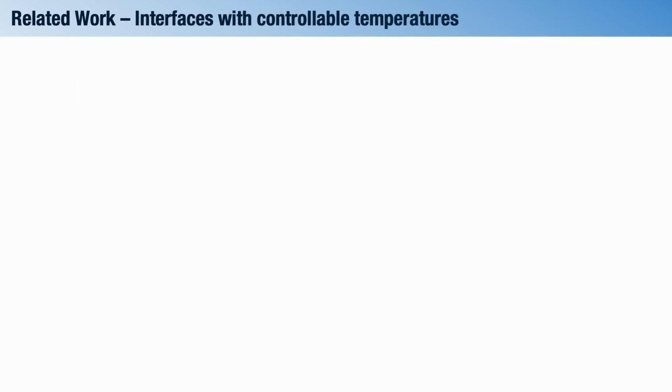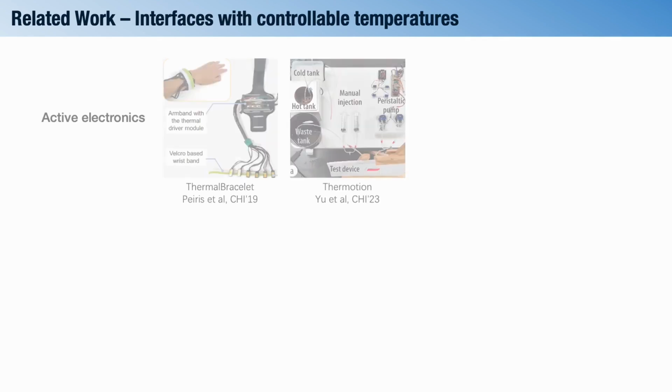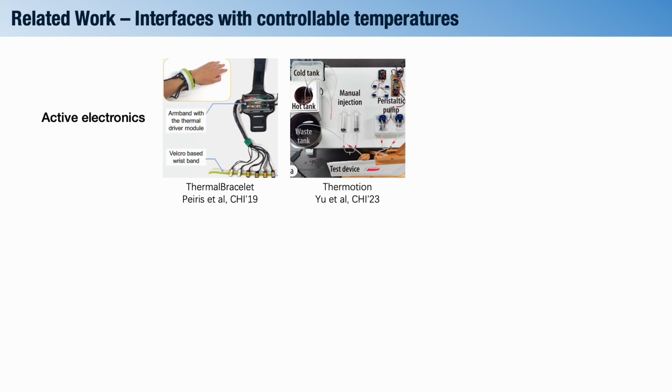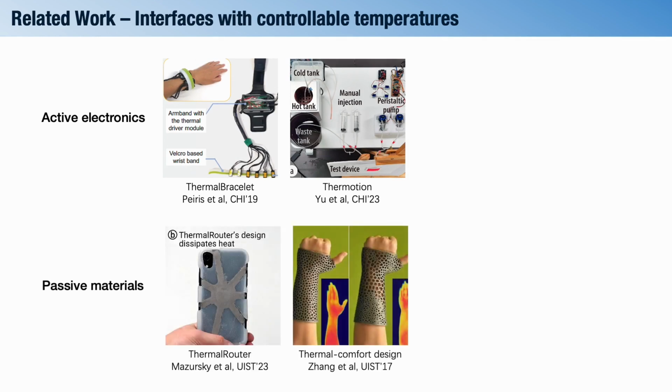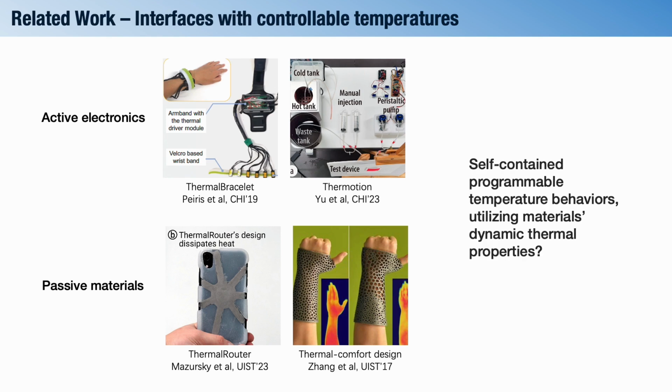Existing work on interfaces with controllable temperatures either used electronics that continuously consume energy or relied on materials that passively create only one predefined temperature behavior via their interaction with ambient heat. These works both leave the gap of exploring objects that allow self-contained programmable temperature behaviors, utilizing materials' dynamic thermal properties.